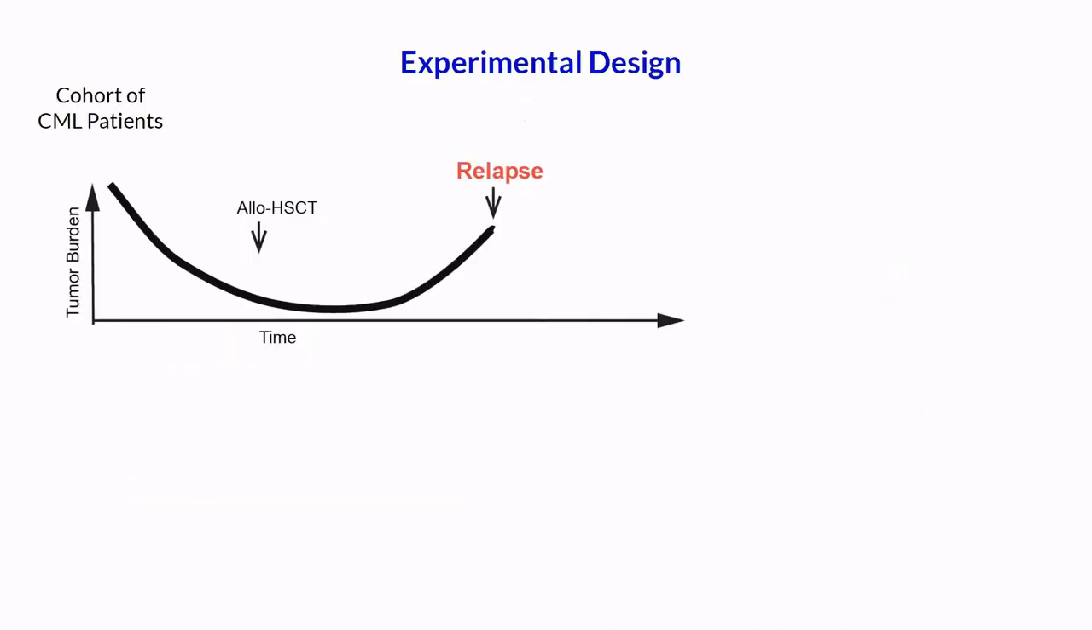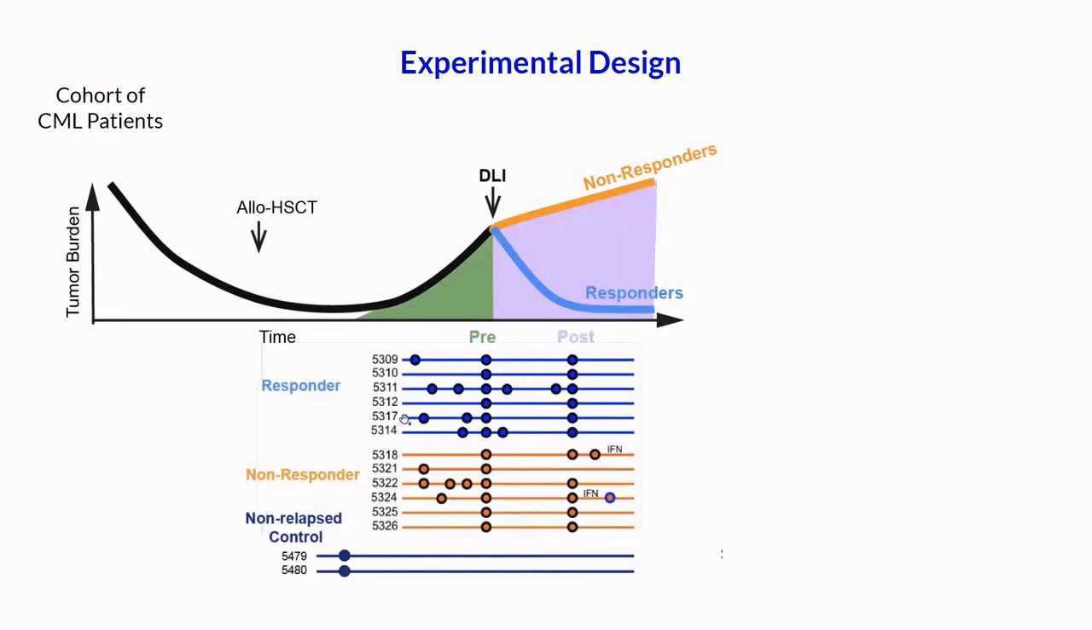So the experimental design involves a cohort of chronic myelogenous leukemia patients, CML, and these patients have previously received a transplant and then relapsed. And so a subset of our patients after receiving DLI show a response, meaning decrease in tumor burden, and a subset don't show a decrease, meaning don't respond to the treatment. So for each patient shown with lines in this figure, we have previously collected bone marrow biopsies at multiple time points before and after the treatment. And we also additionally, as control, had 2 patients that did not relapse after transplant.